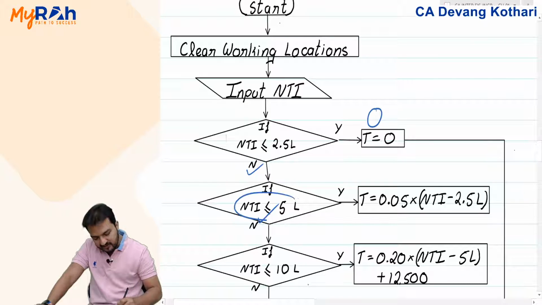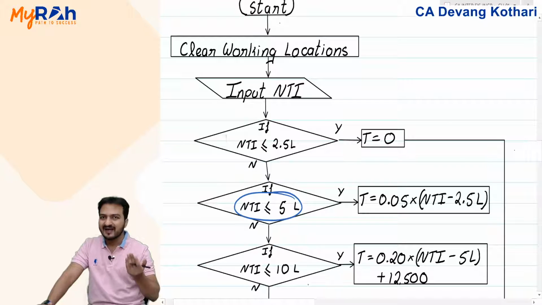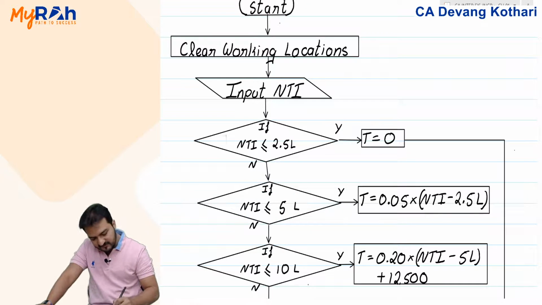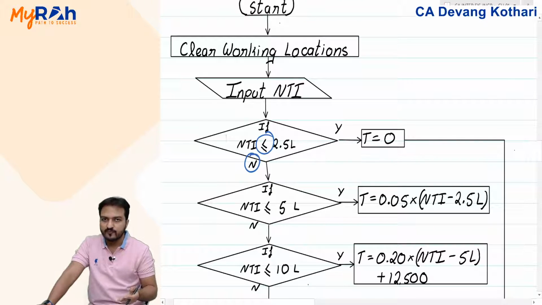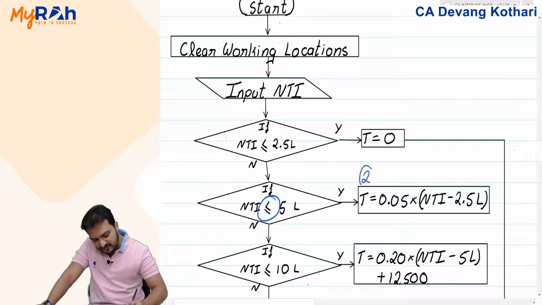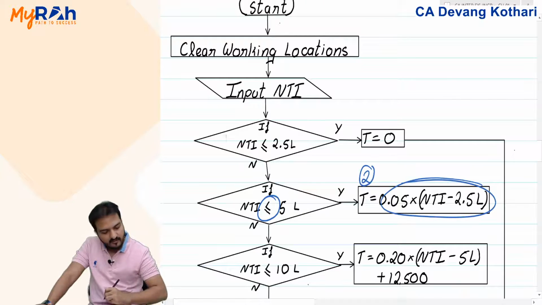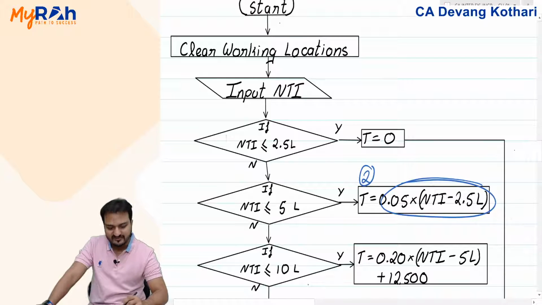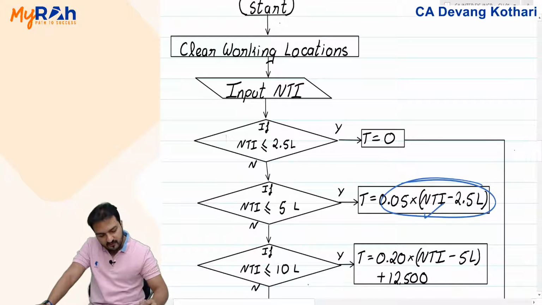Now why am I checking only less than 5? Why not more than 2.5 and less than 5? Well, because less than 2.5 no means it is more than 2.5. You just need to confirm it is less than 5. If yes, then it falls under slab 2. I calculate tax under slab 2. Slab 2 is 5% of income above 2.5 lakhs.